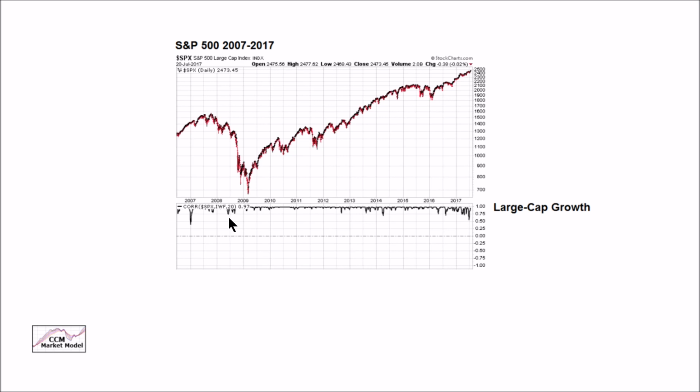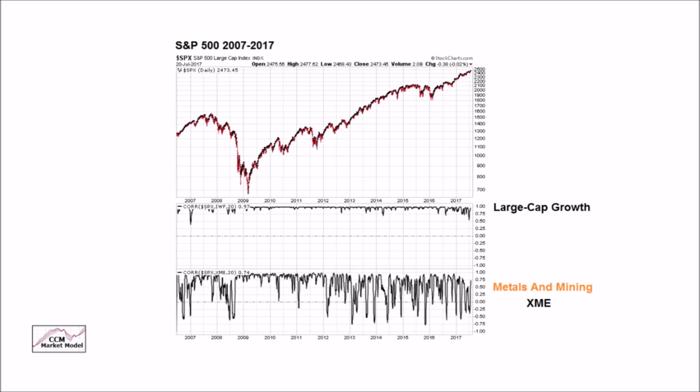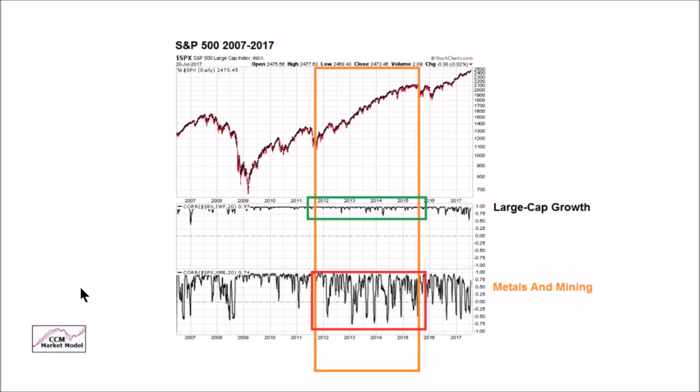This is IWF, large cap growth, has a very, very high and consistently high correlation with the S&P 500. Contrast that with something like metals and mining. So in this case, even if the master model identified this strong long-term trend in the S&P 500, if you own XME, you're not really sure if you're going to participate and make money while IWF is making money and SPY is making money. There's a lot of uncertainty with this position relative to the health of the general market.